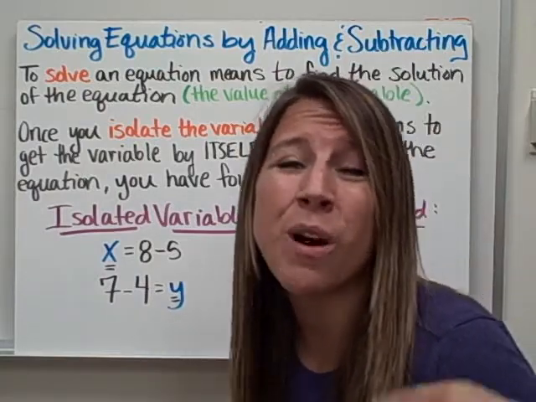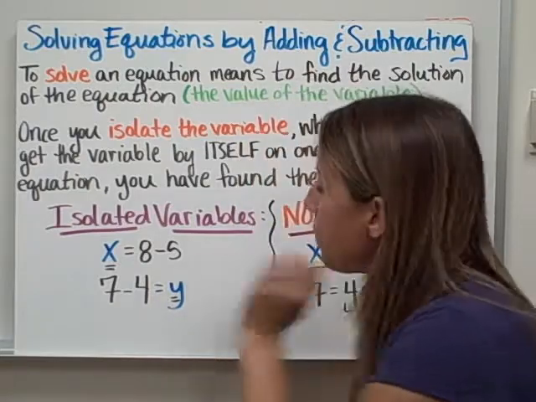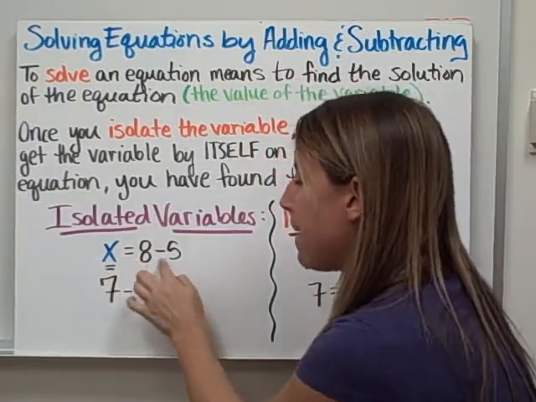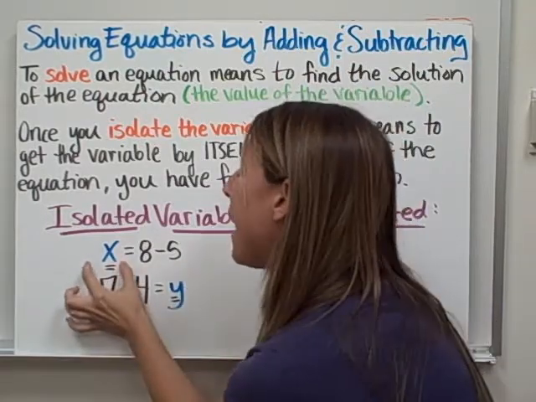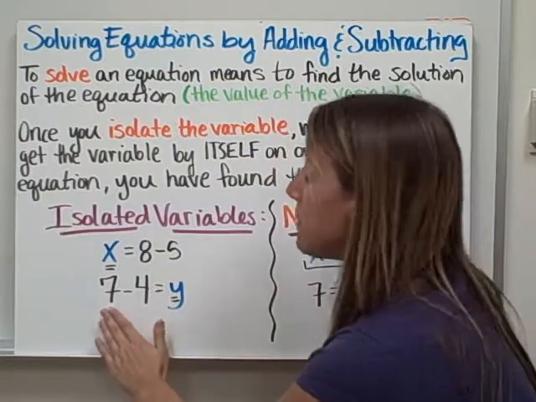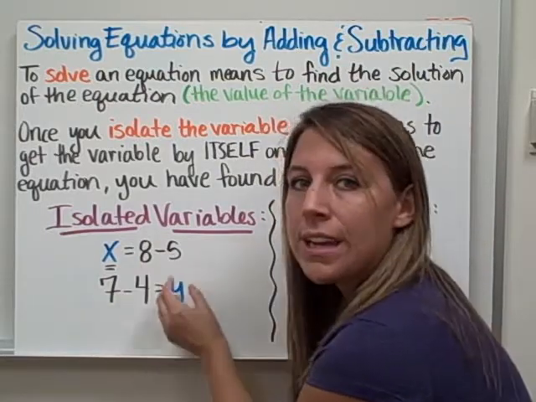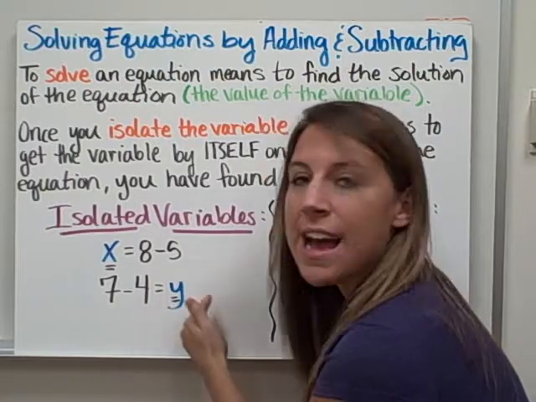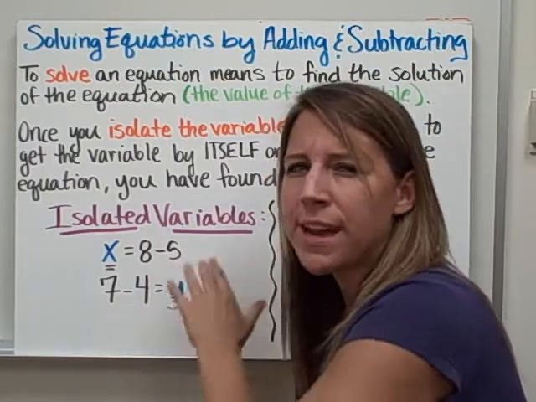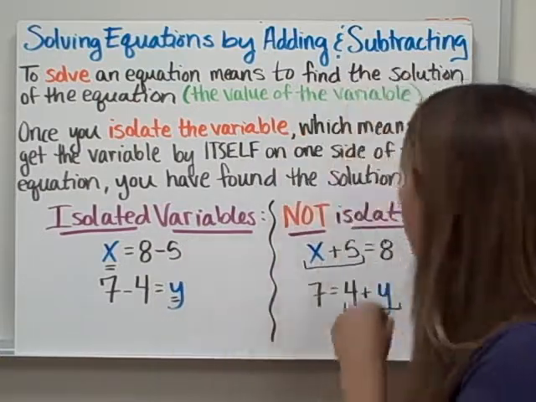Here's an example of what isolated variables look like and what they don't look like. If you had the equation x equals 8 minus 5, well, x is by itself on that side of the equation, so it's isolated. If you have 7 minus 4 equals y, y is isolated. It is by itself on this side of the equation. The equal sign breaks up your equation into one side and another, just in case you were confused.